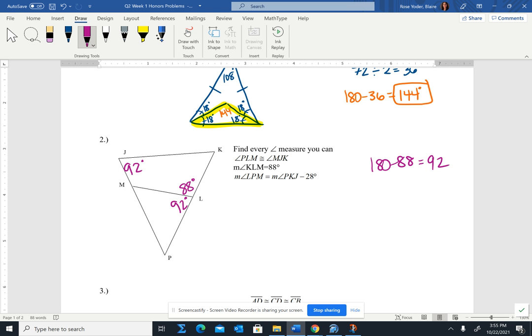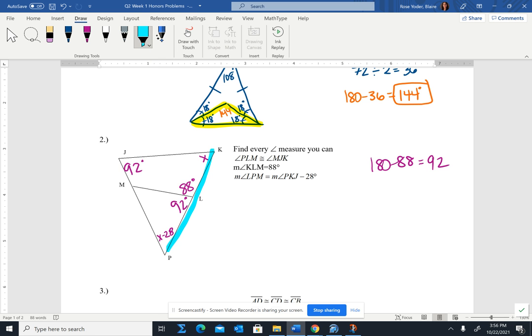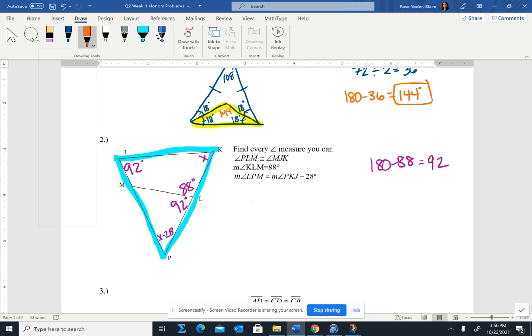Then it says the measure of angle LPM is 28 less than the measure of angle PKJ. So the strategy that I like to use for this is if you call PKJ X, then I could just call the other one X minus 28. And it might not look like you have enough information at this point to solve the problem, but if you look at the big triangle, we have expressions for all three angles that we can add up and make an equation because we know that the three angles in a triangle add up to 180 degrees. So I have 92, and I have X, and I have X minus 28. And when I add up those three angles, I get 180.